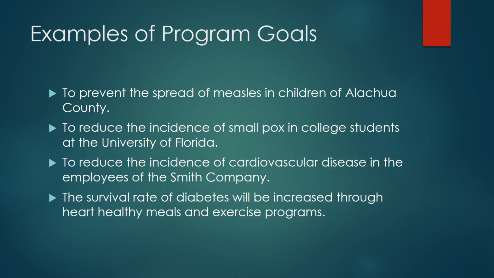Some examples of program goals include: the first is to prevent the spread of measles in children of Alachua County. Second, to reduce the incidence of smallpox in college students at the University of Florida. The third one, to reduce the incidence of cardiovascular disease in employees of the Smith Company. The last example, the survival rate of diabetes will be increased through heart-healthy meals and exercise programs.